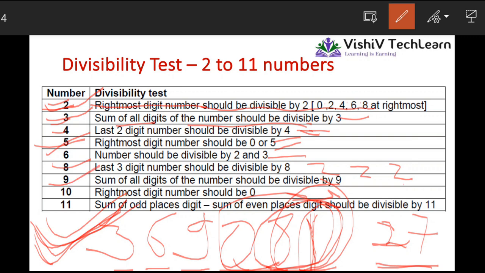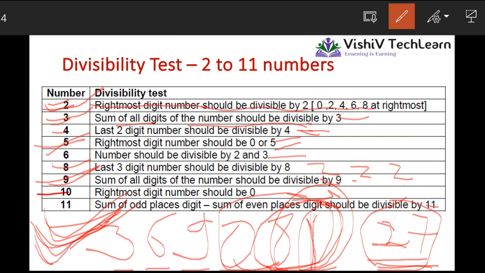In case of 9, the factors are 3 into 3. So if we do the addition of the entire number's digits, that gave 27 as the answer previously. If this 27 is divisible by 9, then only this entire number is divisible by 9. So in our case, 27 is divisible by 9, hence this entire number is also divisible by 9.